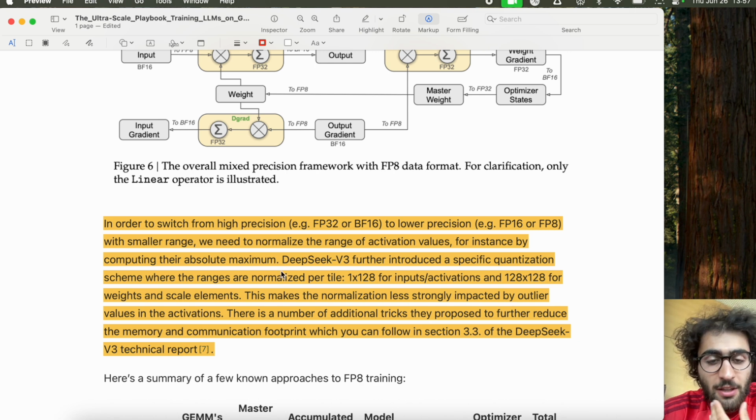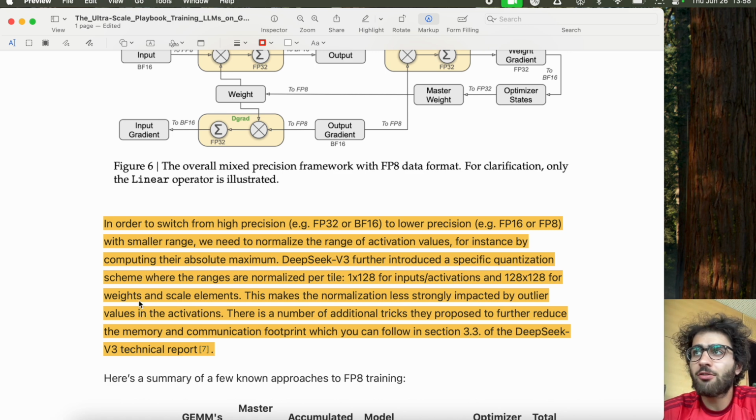And DeepSeek v3 specifically introduced a specific quantization scheme where the ranges are normalized per tile, which is to say, per tile of the matrix, so like a specific row or column, which is to say 1 by 128 for inputs/activations and 128 by 128 for weights and scale elements. So what is this doing that wasn't done before? Before, it was done globally.